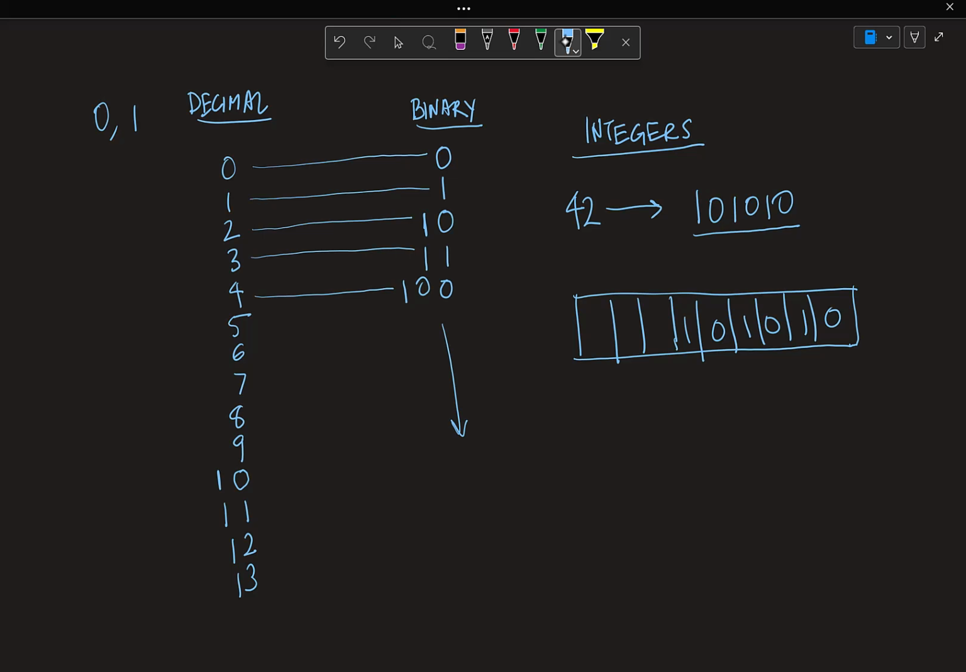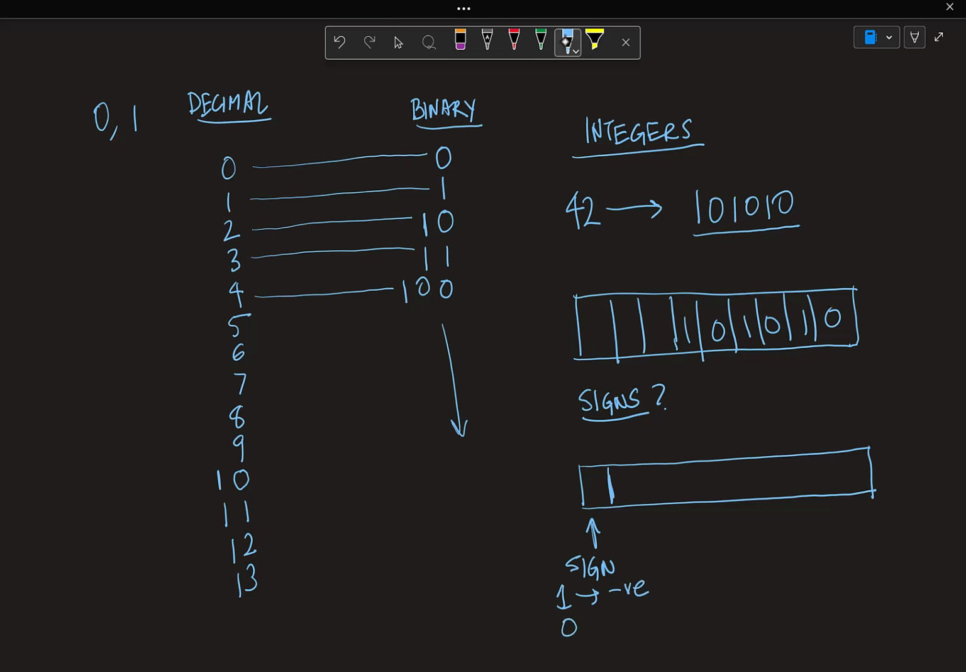However, what will we do about signs when we have negative numbers? And the way that it is handled is, you reserve one bit, this bit, for the sign, so that if it is 1, it means the number is negative, and if the sign bit is 0, it means the number is positive. And so you will have the sign bit and then ones and zeros in other locations in memory.